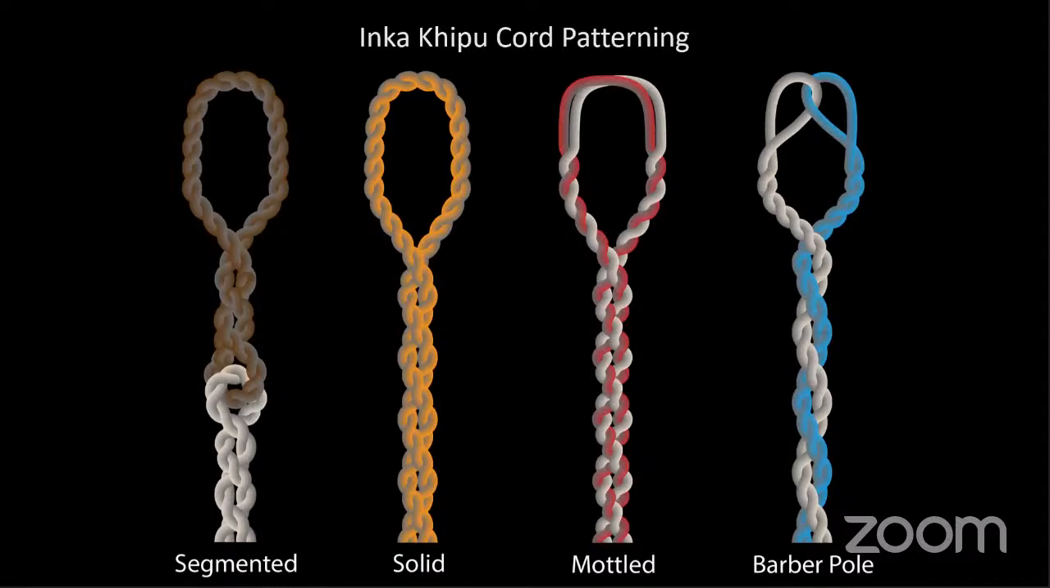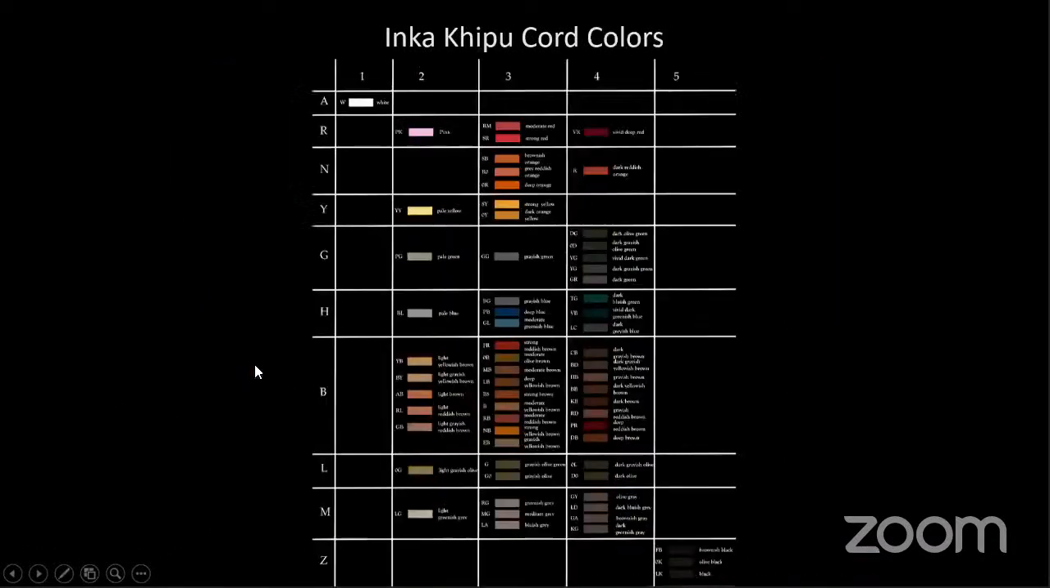Individual chords, most of which are made of cotton, come in monochrome, barber pole, mottled, and segmented patterning, where the segmented chords represent chords that change color along their length, usually from an interlock. Chords can have natural and/or dyed colors that include, in Inca Khipus, white, brown, black, pink to red, orange, yellow, green, greenish blue to blue, olive, and gray.